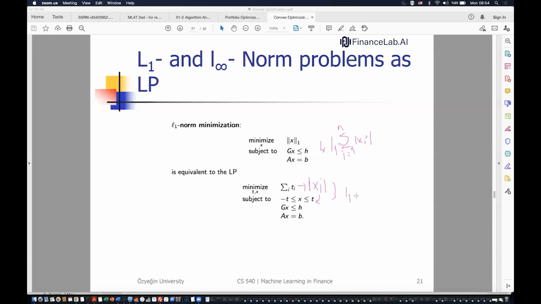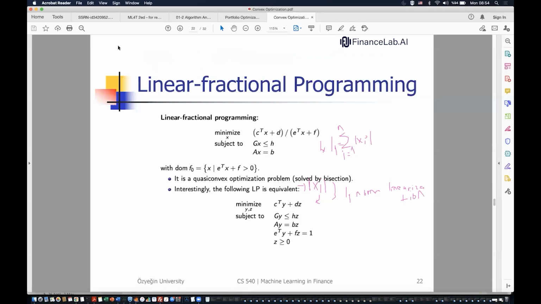So this is the L1 norm linearization. We are actually linearizing the L1 norm. And other than it, we have Gx smaller or equal than h, as well as Ax equal b constraints, which are the original constraints of this L1 norm minimization problem. So this is the L1 norm and L0 norm.